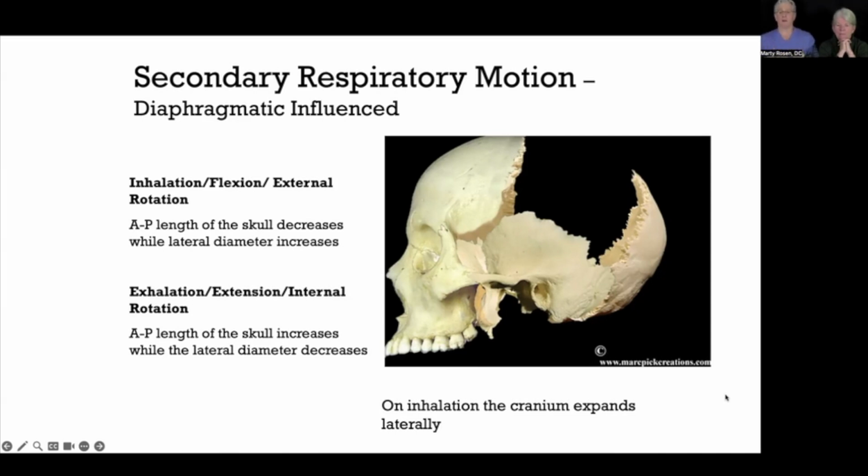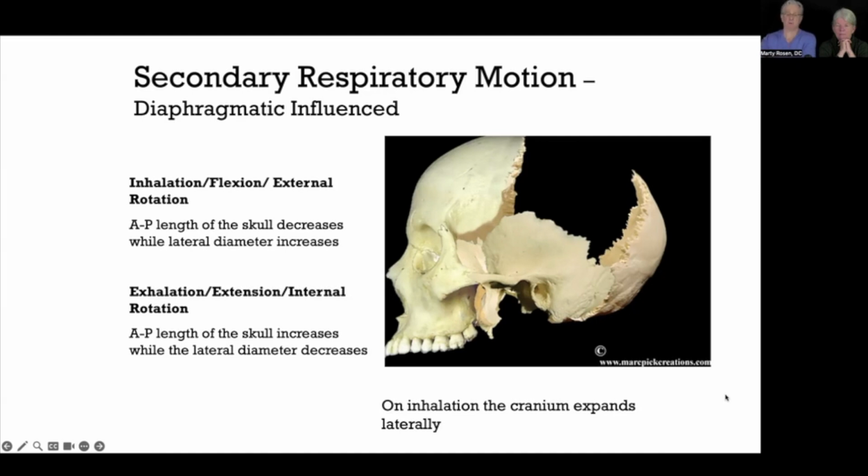Every time you breathe in, your diaphragm drops, your lungs expand, your rib cage expands. When you breathe out, it collapses. That happens throughout your entire body. Every time you breathe in and breathe out, there's a bilateral mechanism that occurs. For the cranium, when you breathe out, the cranial bones then go into what we call extension and internal rotation.